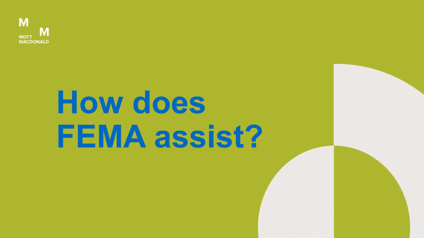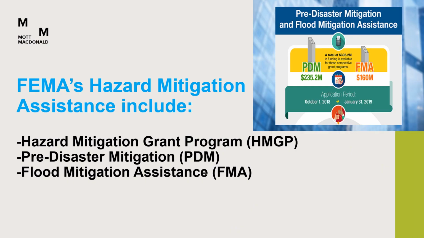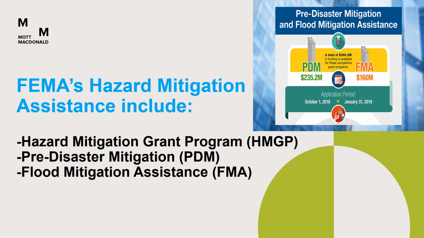How does FEMA assist? FEMA's hazard mitigation assistance includes Hazard Mitigation Grant Program, Pre-Disaster Mitigation, and Flood Mitigation Assistance. Between the months of October 1st, 2018 and January 31st, 2019, FEMA provided approximately $235.2 million in pre-disaster mitigation. They also provided $160 million for flood mitigation assistance.